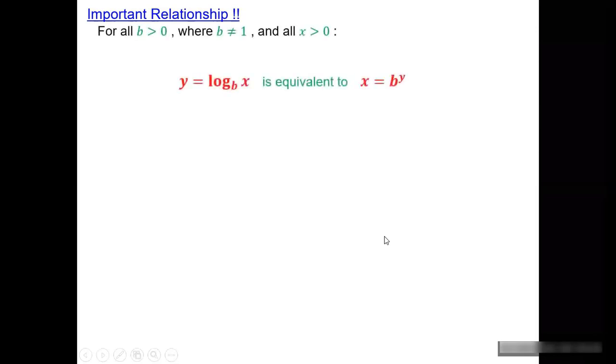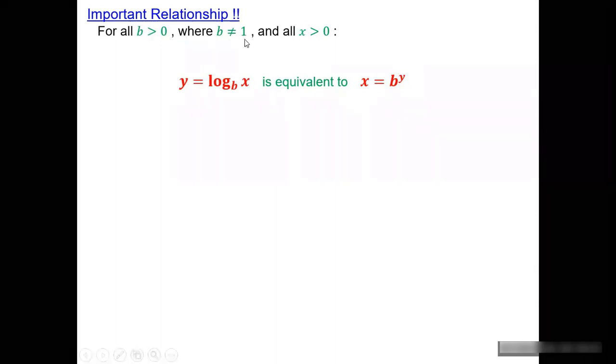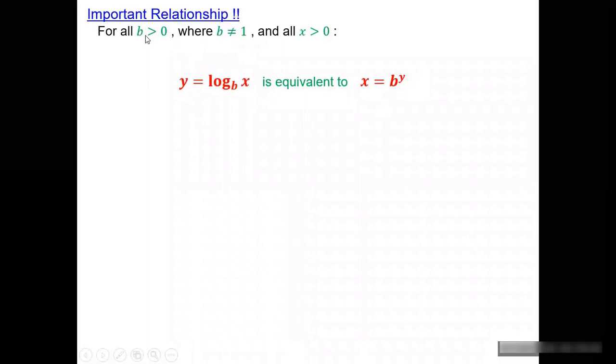So in this formula, b has to be positive because it's the base, and we stated that for exponential functions as well. And we also stated that the base could never be 1. So if we have a positive base that's not equal to 1, and all of the x coordinates are positive, then we can rewrite x equals b to the y as y equals log base b of x.